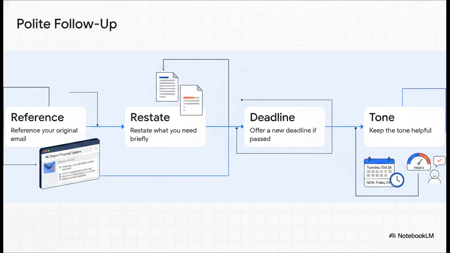So instead of channeling that frustration, use this structured sequence for a truly polite follow-up. Step 1. Reference the original email. Keep it simple. Something like, "Following up on my email from Tuesday works perfectly." Step 2. Briefly restate what you need so they don't have to endlessly scroll down to dig through the old message. Step 3. Offer a new deadline if the original one has already come and gone.